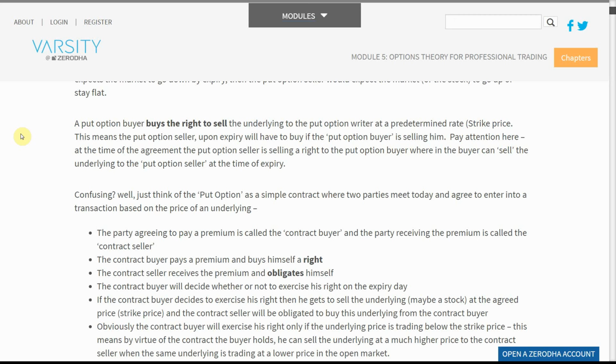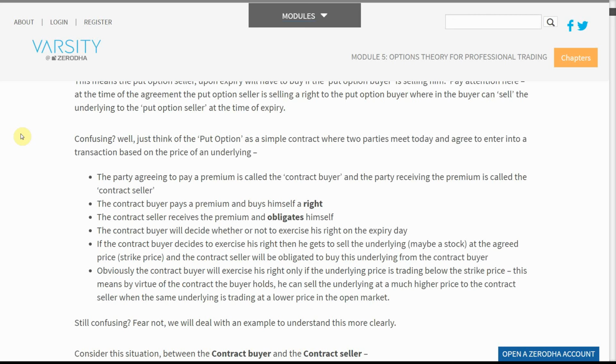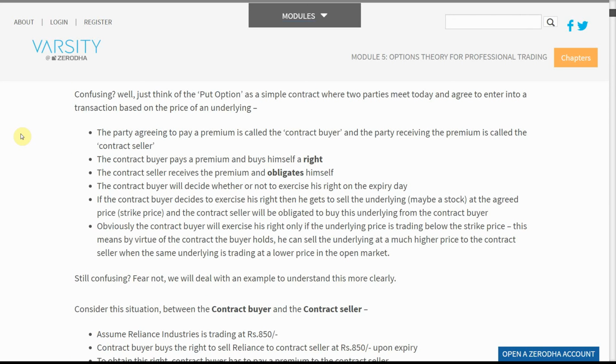Confusing? Well, just think of the put option as a simple contract where two parties meet today and agree to enter into a transaction based on the price of an underlying. The party agreeing to pay a premium is called the contract buyer, and the party receiving the premium is called the contract seller.